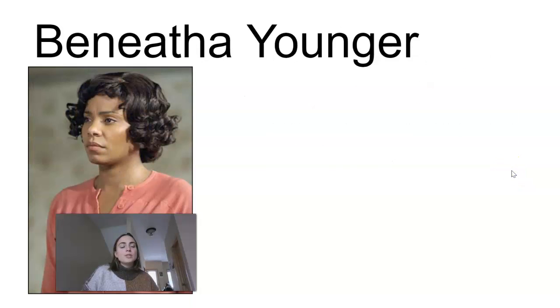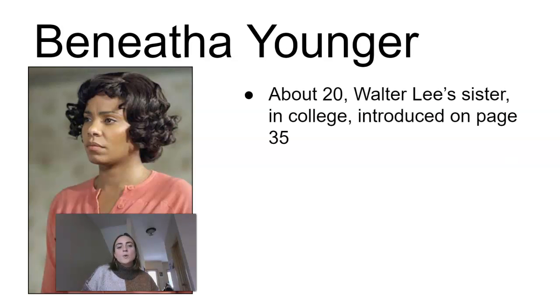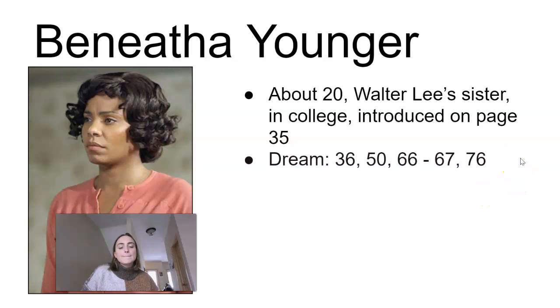Beneatha Younger, I have to say, might be my personal favorite character. She's about 20 years old. She's Walter's sister. She's in college, so she is seen as really academic and studious. She's first introduced on page 35. Her dream, she is working towards medical school to be a doctor, right? And she also has a dream of connecting with her identity and her heritage. So we can look at pages 36, 50, 66, 67, or 76 to find Beneatha's dream.